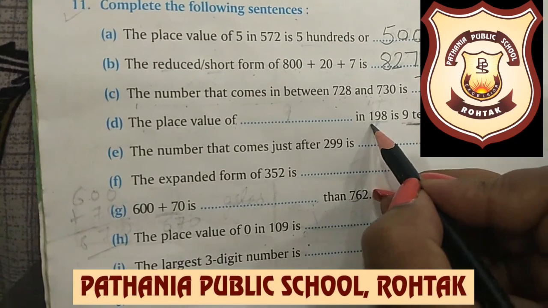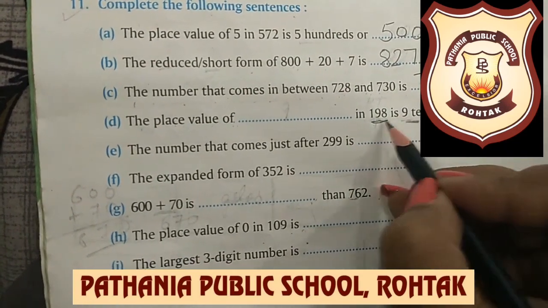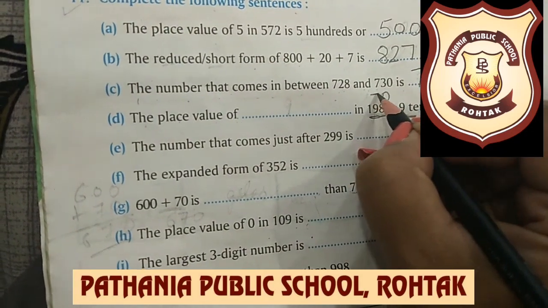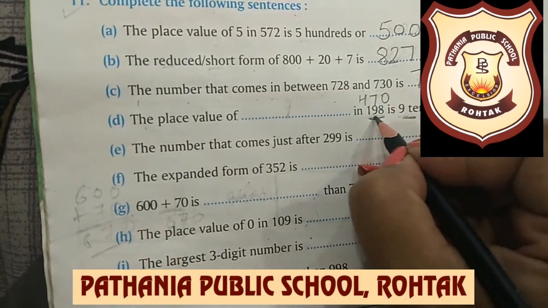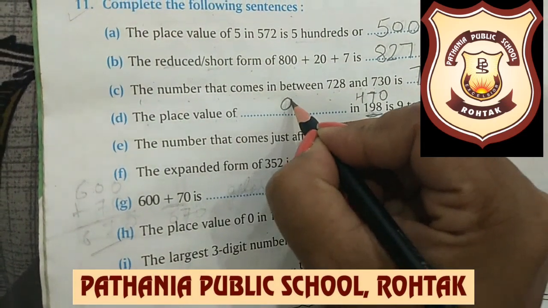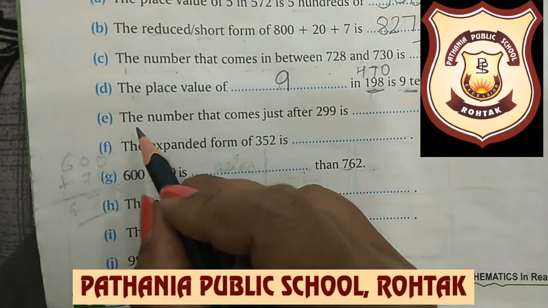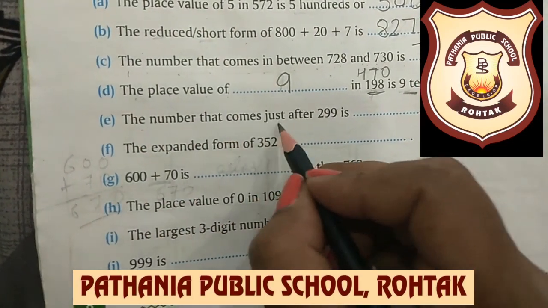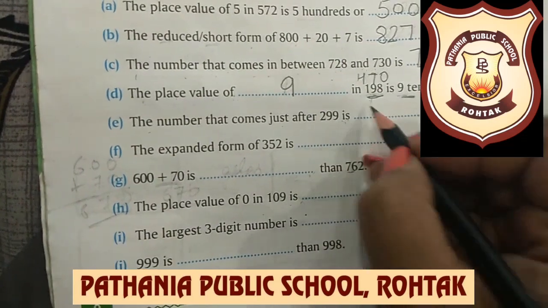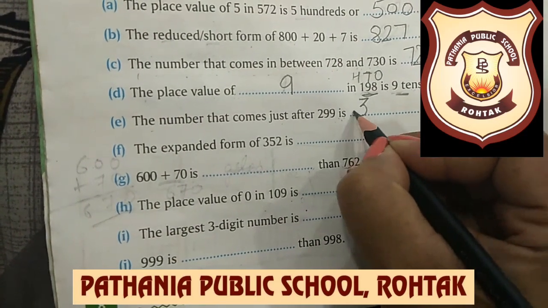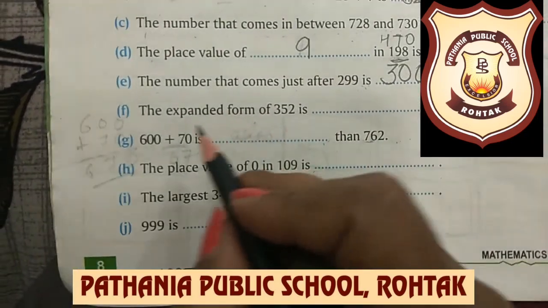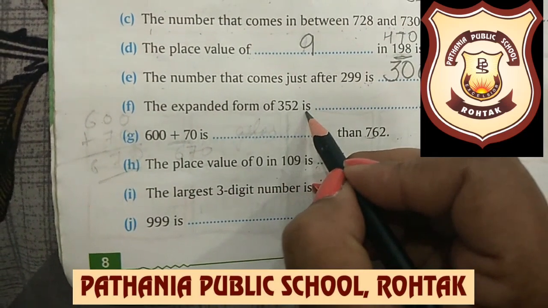Which digit has the tens place in this number? So first of all write the place values: ones, tens, 100. So which digit has the tens place? 9. So here we will write 9. Now in the next, the number that comes just after 299 is. So which number comes after 299? Yes, it is 300.